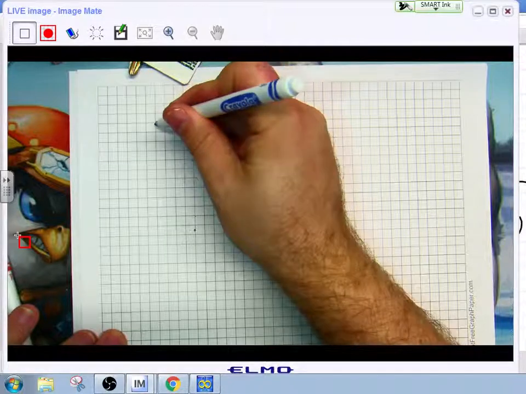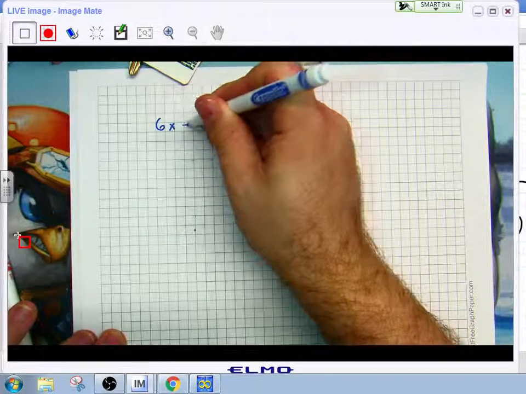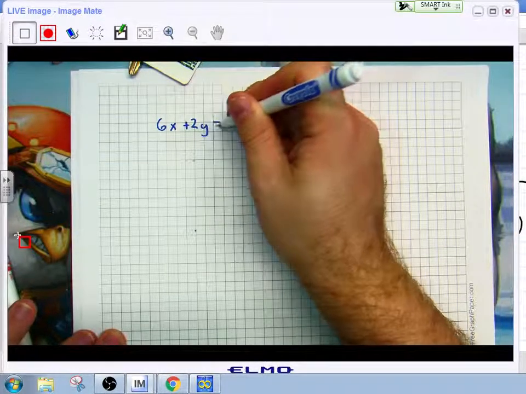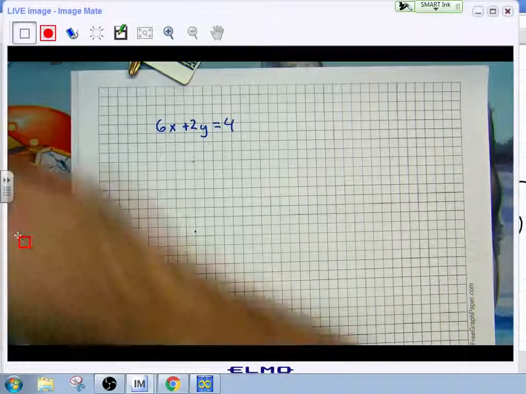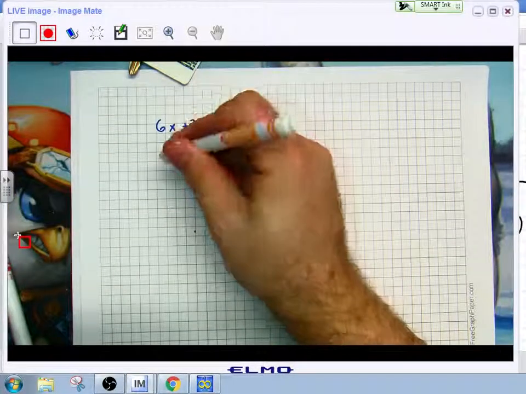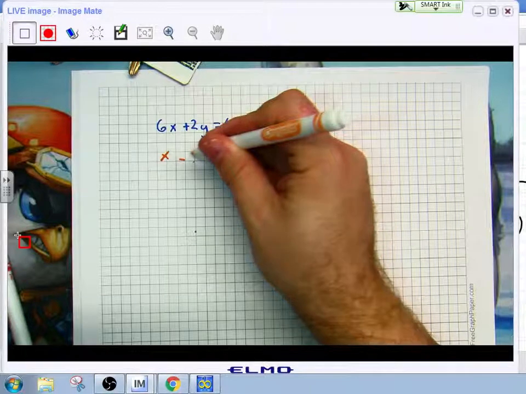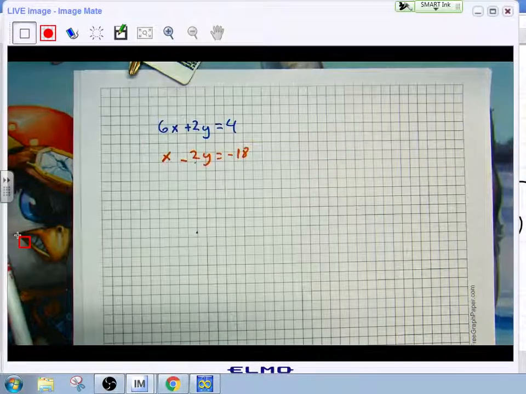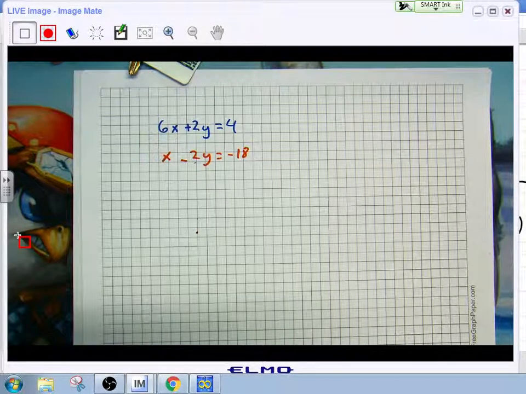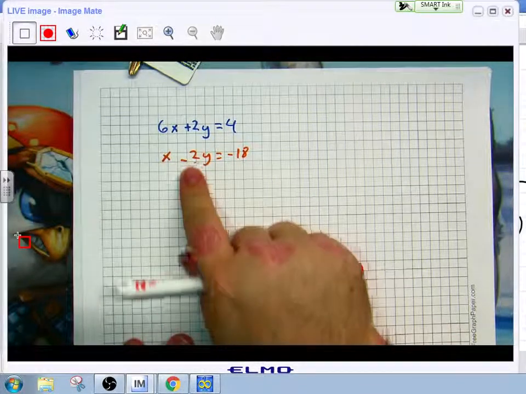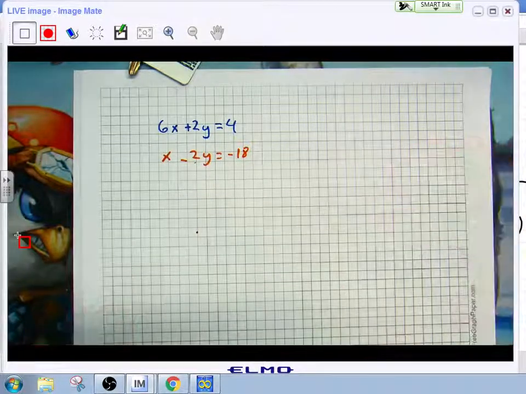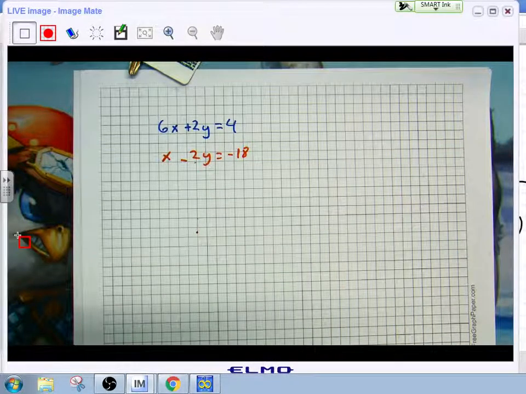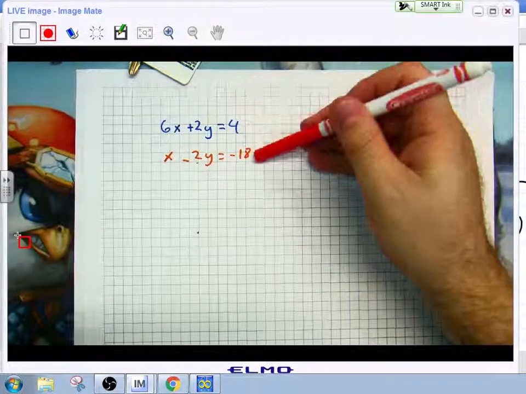Let's say I had one equation that was 6x plus 2y equals 4. And I had a second equation that was x minus 2y equals negative 18. And this time I asked you to solve by substitution. Well, this one's different than the other ones, right? The other ones we had y equals, and we could just see what the y was, take that, put it in for the other y, and we were ready to go. This one doesn't have that.